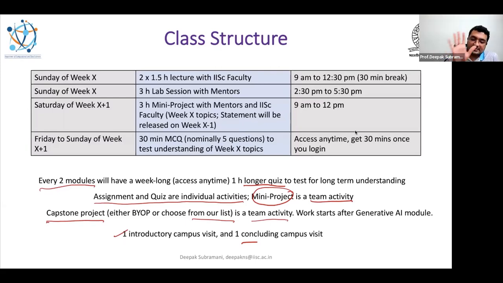So all the lectures and activities will be on Saturday and Sunday only. Only the quiz starts on Friday morning. It depends on when you can take it. If you want to take it on Sunday night, you can do that as well, right? All the lectures will be on Sunday mornings. All the lab sessions will be on Sunday afternoon. And the mini project session will be on the next Saturday morning. So Saturday afternoon is free. If you want, you can use that time to attend the quiz of the previous week and cement your concepts.